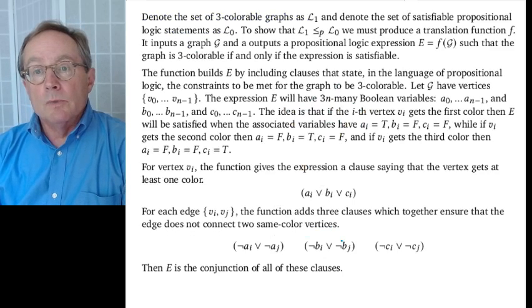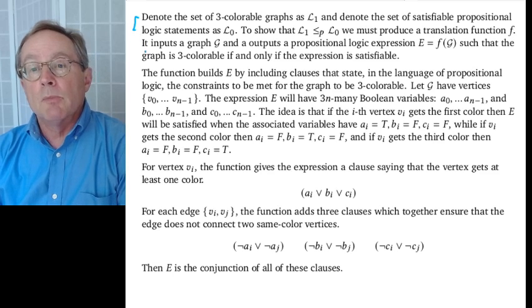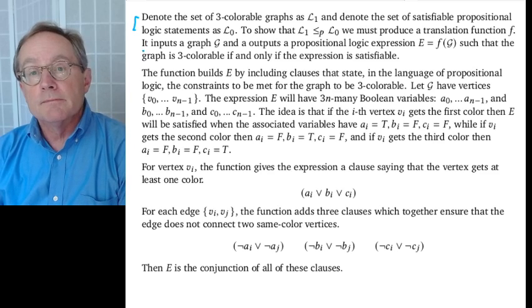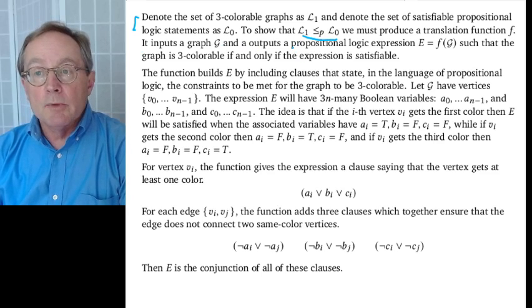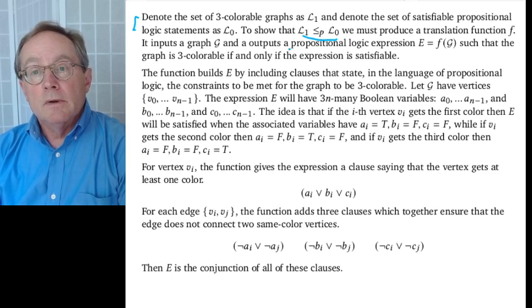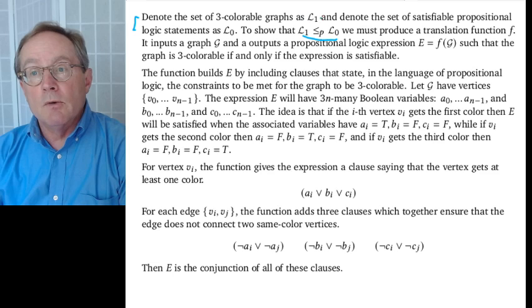Okay, so we need 2 languages. We'll denote the set of 3 colorable graphs as L1 and the set of satisfiable propositional logic statements as L0. So now we've described them both as language decision problems. We want to show that L1 less than or equal to sub p L0, that L1 polytime reduces to L0. So we've got to produce a translation function f. It inputs a graph G, because that's what is in L1, and it outputs an expression E, because that's what's in L0.